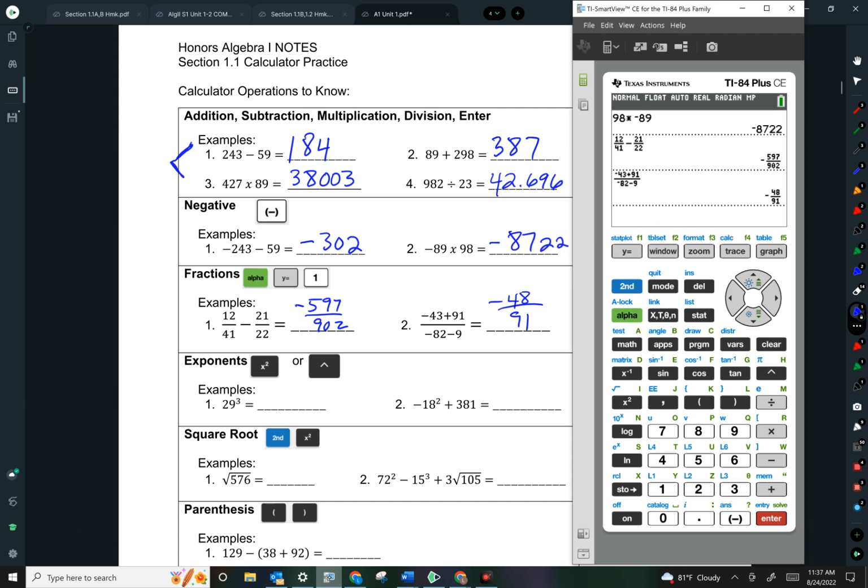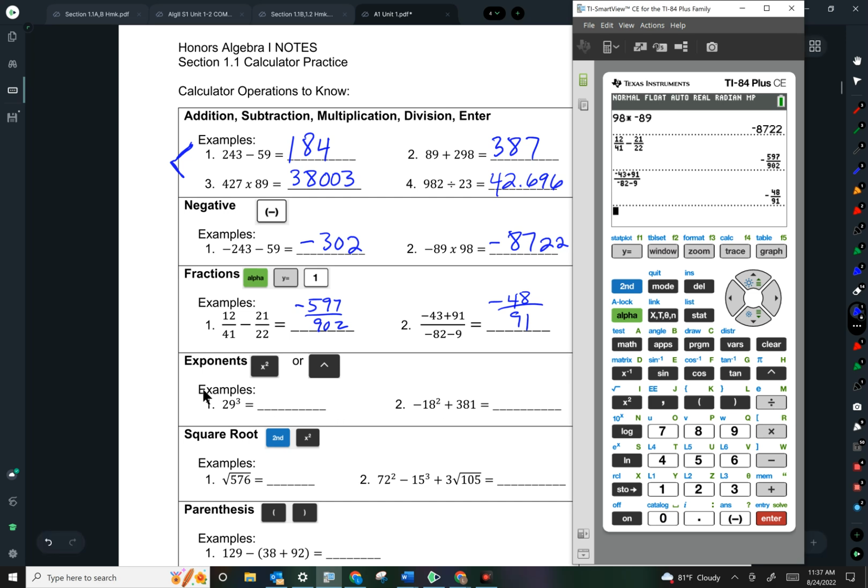Okay. For exponents, if you just want a squared, you can just use the x squared key, which is right down here on the left above the log key. But for any other exponents, like an exponent of 3, you can use this little caret, and that little caret is found on the far right, right above the division sign.